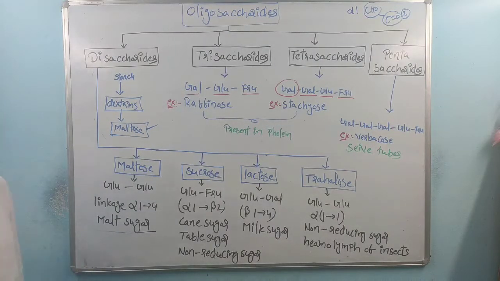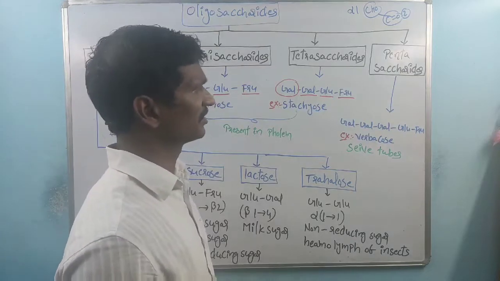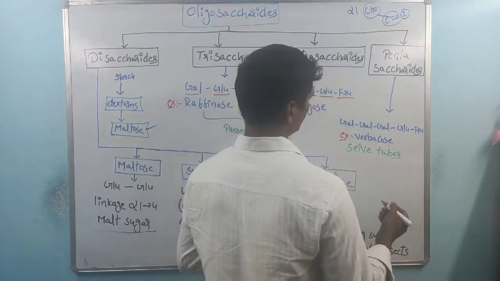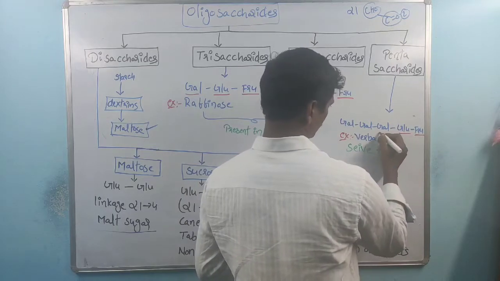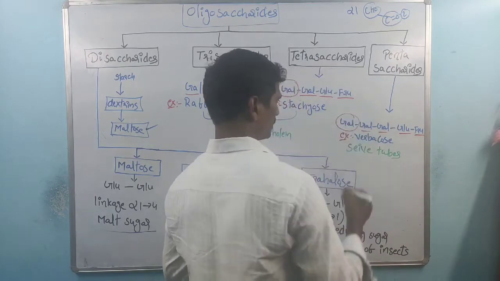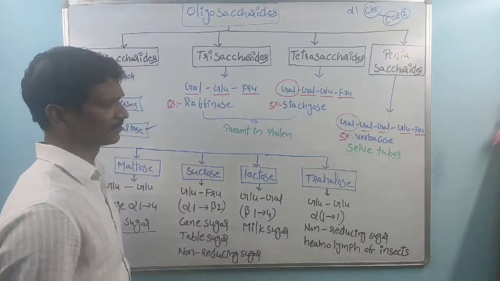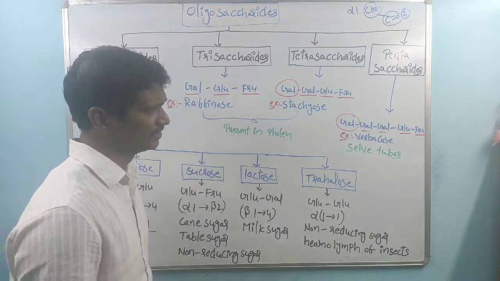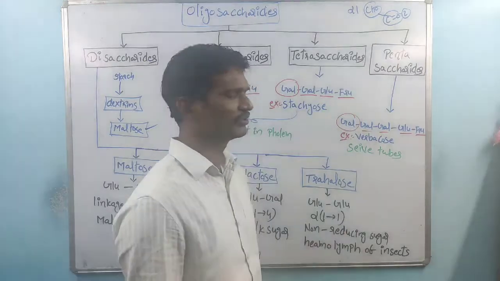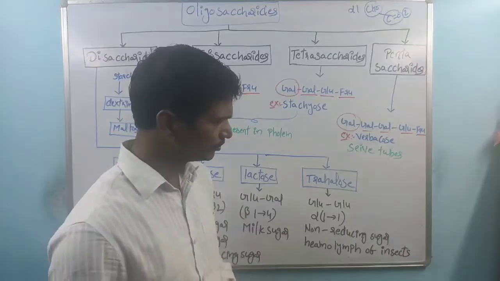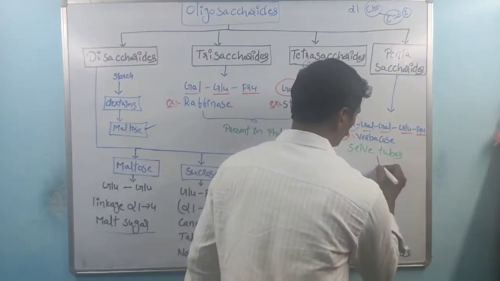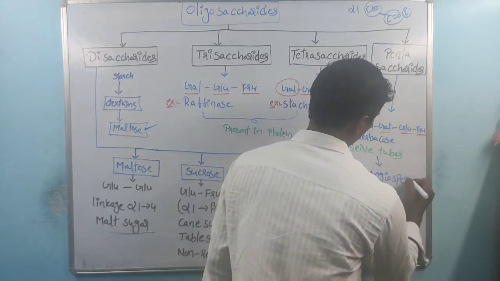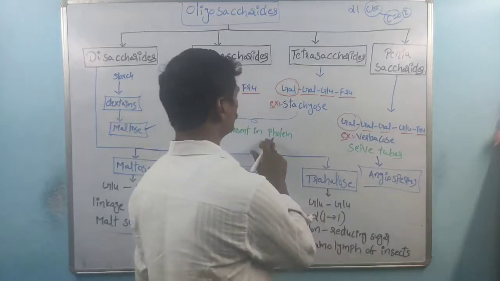And coming to the next one, the pentasaccharides. Pentasaccharides means 5 monosaccharides. Same thing: fructose is there, glucose is there, galactose, and an additional galactose molecule. This one is called verbascose. See, verbascose is seen in sieve tubes. The sieve tubes are only seen in angiosperms. See, phloem is present in all the plants.